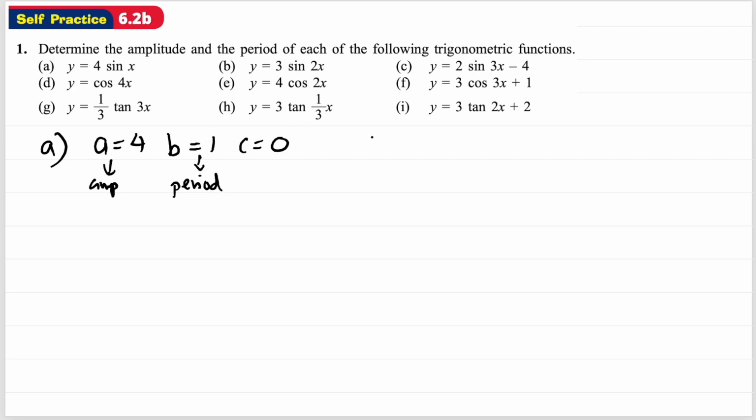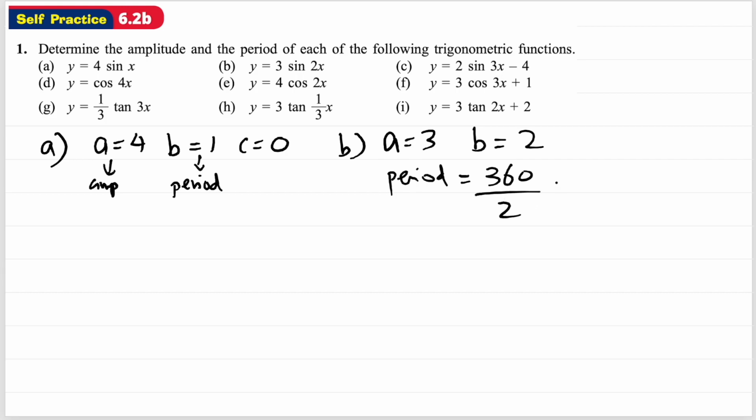Okay, tengok B, same juga. A dia adalah 3, B dia 2. So to find the period, means kita nak cari satu cycle 360, kita bahagi dengan 2. So kita akan dapat satu period adalah 180. Kalau ni tadi satu period dia adalah 360.